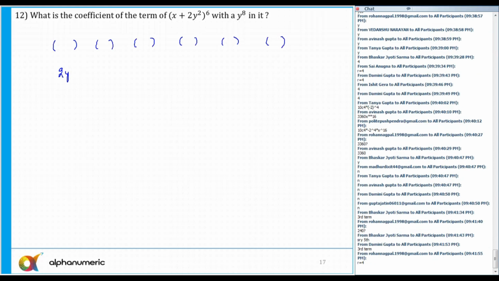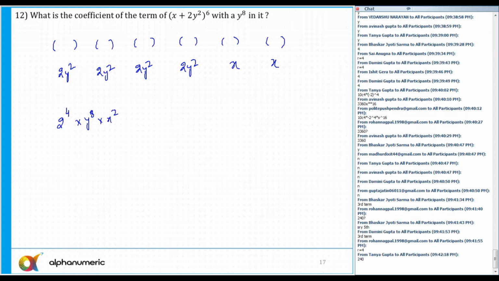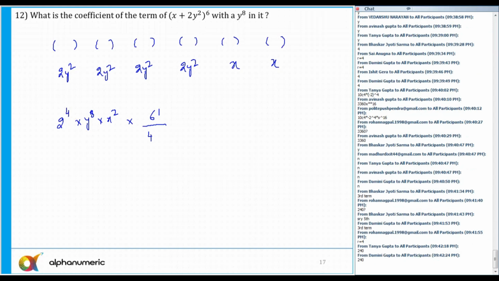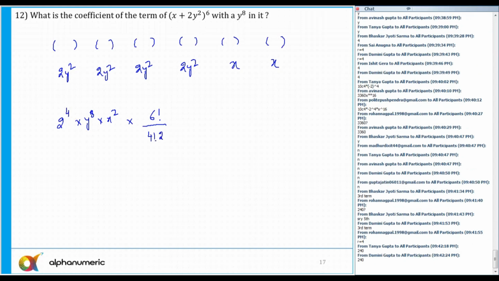Then only I get y raised to power 8. Yes or no? 2y square, 2y square, 2y square, and 2y square. And from the remaining 2 brackets, it must be x. So if I multiply all of them, I get what? 2 raised to power 4 into y raised to power 8 into x square. Into, there are 6 objects. So 6 objects can arrange themselves in factorial 6 upon factorial 4 into factorial 2. So it will be equal to 240 x square y raised to power 8. So the answer is 240, which some of you have got right. Any doubts to anyone?